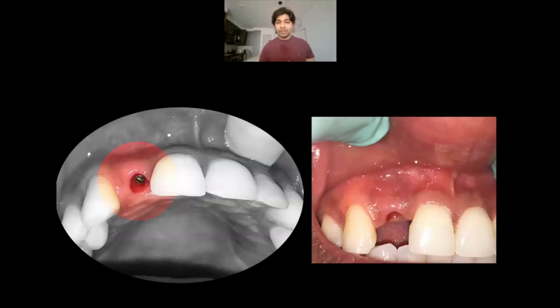The next step is crown delivery, and the last is recall appointments. This is after 4 months of osseointegration of the implant. Looking at this picture, I was really happy from the perio perspective, looking at the amount of keratinized tissue surrounding the implant.